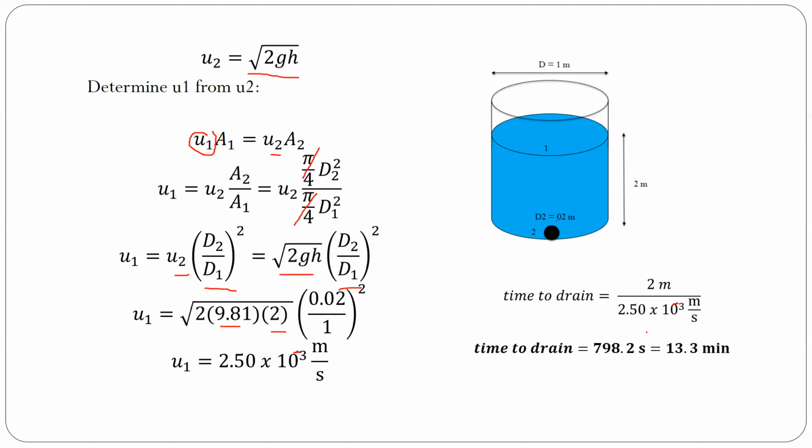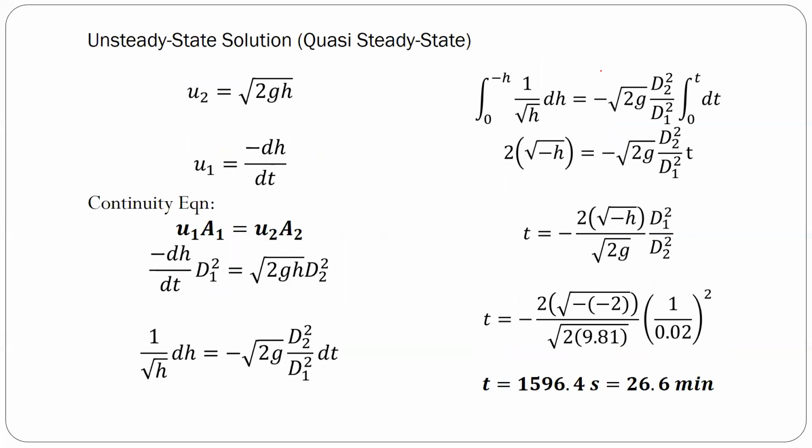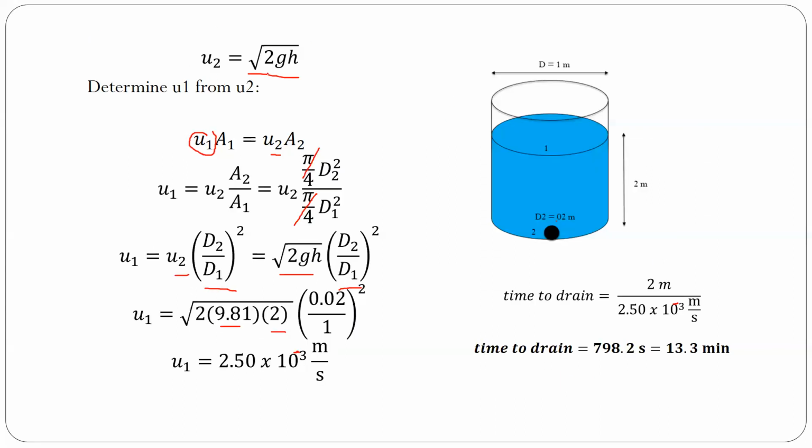But in some cases, you cannot really assume the system to be at steady state. The reason is that even though U1 here is very slow, it still has a value. So the second approach, which is the more correct one, is to use what we call the quasi-steady state assumption. So it's sort of an unsteady state solution, but it really is a quasi-steady state solution. So we will pick up from this part where we got already the expression for U2, square root of 2GH.